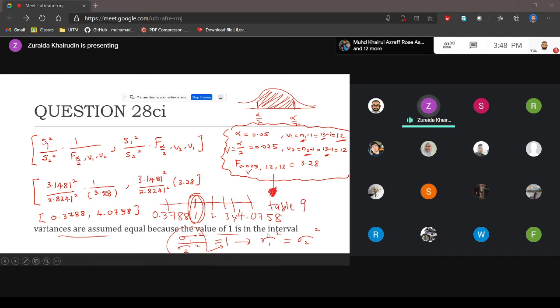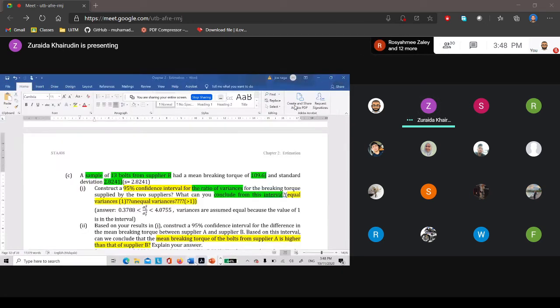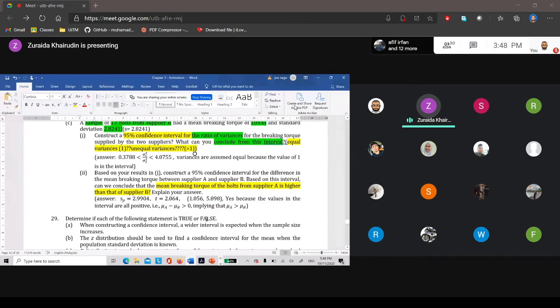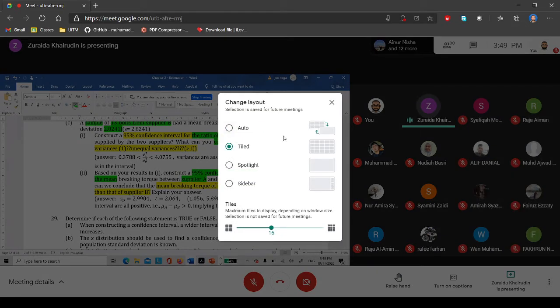28C1. Okay, 28C2. Okay, read question 28C2. Based on your result, construct 95% confidence interval for difference. Okay, I said for difference. In the mean, you know difference in the mean? That means two population mean. Difference, beza. Apa beza you dengan kawan you? Ada dua orang kan? Ha. So difference in the mean, two population means. Okay, between supplier A and supplier B. Okay, so we have two population here, supplier A, supplier B. That means mean for supplier A, mean for supplier B.